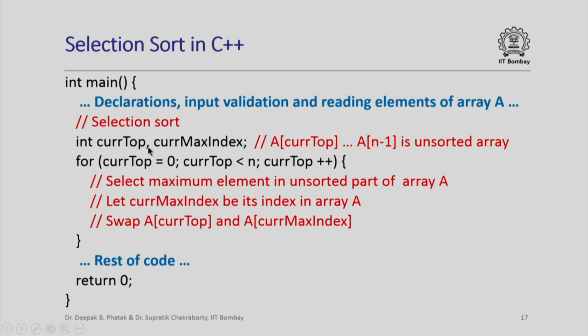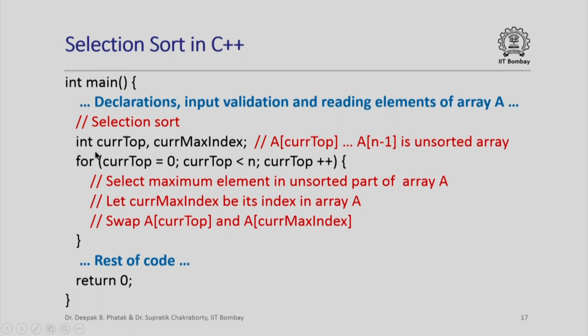After having read in the integers, I have to do my selection sort. What do I do here? I say, well, let me assume that A current top through An minus 1 is the unsorted part of the array. So I am using an integer variable current top, which will initially be initialized to 0, because initially A0 through An minus 1 is the unsorted part of the array. And then within this loop, all I am going to do is select the maximum element in the current unsorted part of the array and let its index be current max index, and I will simply swap A current top and A current max index, and then I will increment current top and then just repeat this entire procedure again.